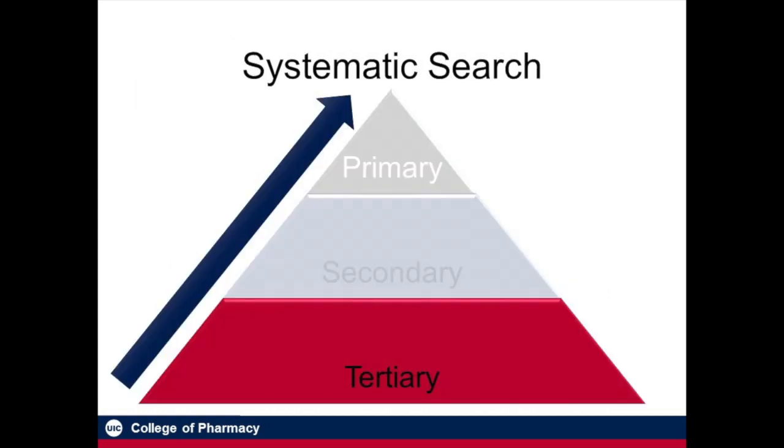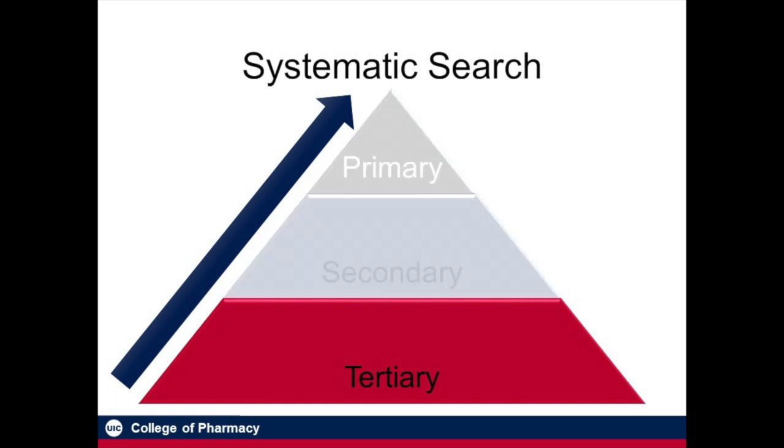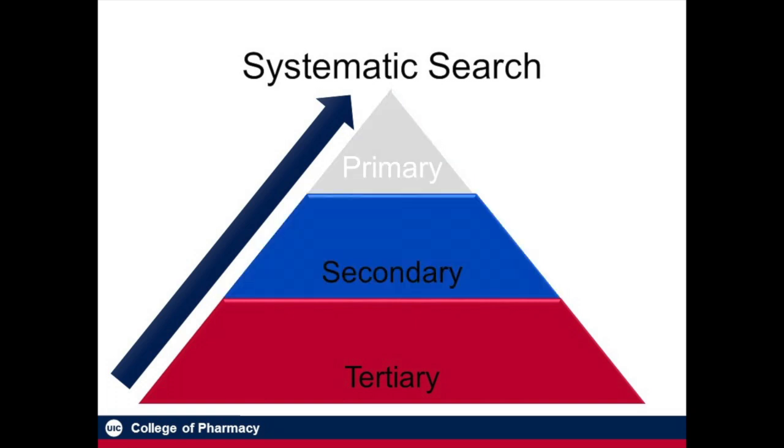This pyramid is a good way to think about the level of information. Tertiary resources provide you with the broadest level of information. Secondary resources allow you to search for primary resources, which is the narrowest, most detailed information you will find. If you are unsure of the response, you want to start broadly with tertiary resources and narrow down your search into the primary resources if necessary.